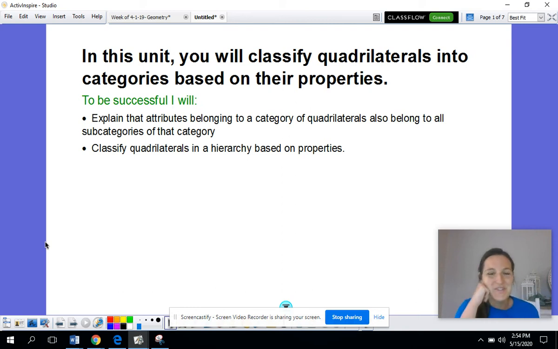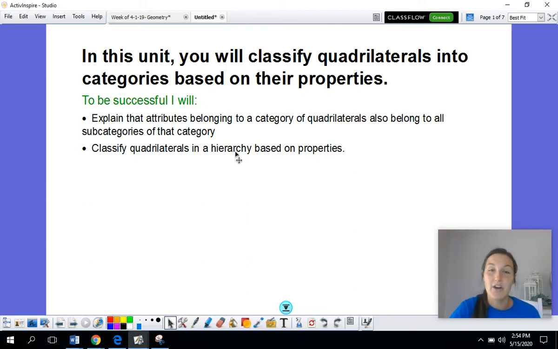Hello, everyone. So this lesson is going to be on using a hierarchy to classify and understand your quadrilaterals. If you look at your success criteria, which was on that very first part of the module, the overview, you'll see that you're supposed to explain that a category of quadrilaterals also can belong to a subcategory. And then you're supposed to be able to classify quadrilaterals in a hierarchy based on its properties.